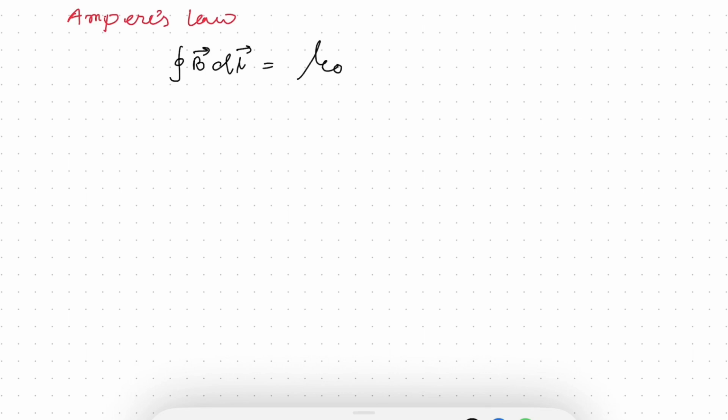Before I explain the modification of Ampere's law done by Maxwell, let me explain why the modification is required. Now the Ampere's law was given by the line integral B dot dl is equal to mu naught I. This is the integral form. Here I is the steady current.